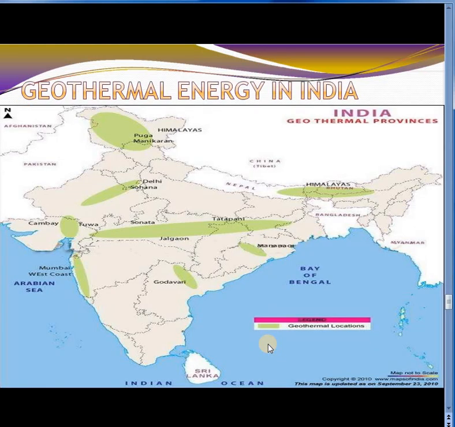Now let's see the areas where geothermal energy plants are being installed in India. If you see the map here, geothermal reservoirs are present in the Himalayas, in Kuga and Manikarnan. In Delhi, it's in Sohana. In Gujarat, it's near Tuwa, and parts of Jalgaon, Sonata, and Tatapani. Also in Bhutan and Godavari.